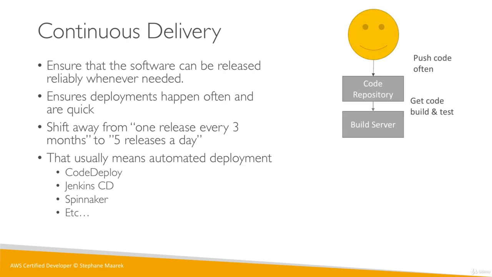So what does it look like? Well, it looks like we are doing the same thing. We push the code often, and then the build server will get the code and build and test. That is from continuous integration. And then we'll have a deployment or delivery server, and it will basically deploy every build that passes. That's a simplification, but you get the idea.